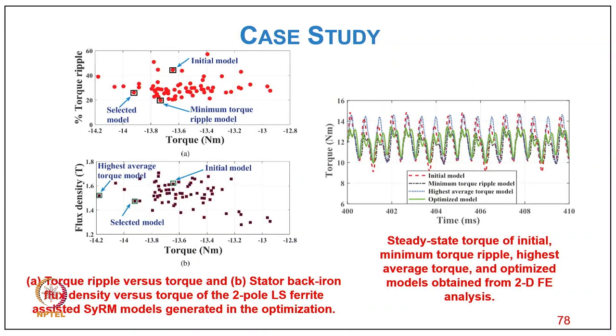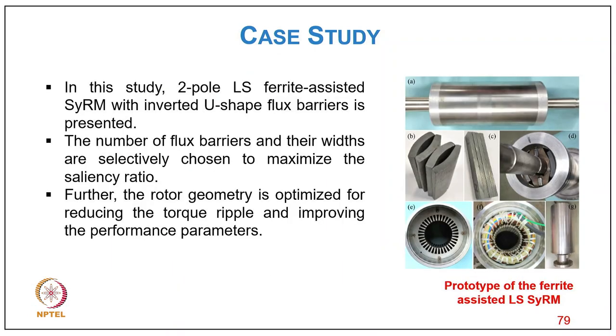And this is the torque versus stack length and flux density versus torque of the 2 pole line start ferrite assisted synchronous motor geometry, and here steady state torque of the initial, minimum torque ripple, highest average torque and optimized model from finite element analysis. So here is a prototype of the ferrite assisted line start motor. In this case, a 2 pole line start ferrite assisted synchronous motor with inverted U shape flux barrier is presented. The number of flux barriers and their width are selectively chosen to maximize the saliency ratio. Further, the rotor geometry is optimized for reducing the torque ripple and improving the performance parameters.